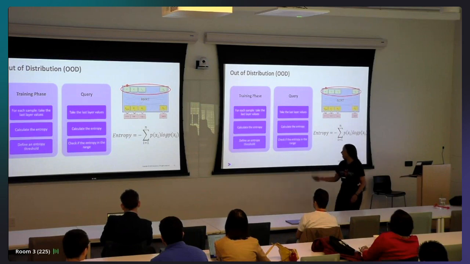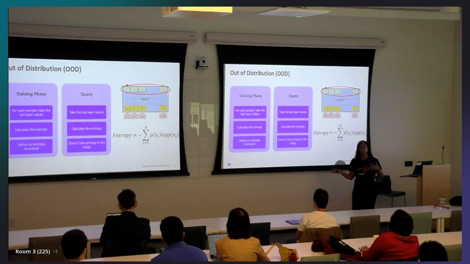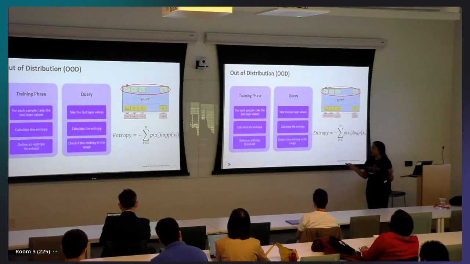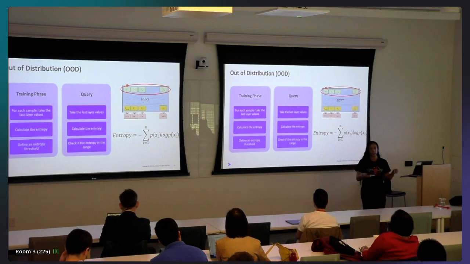And we look at it in two phases. In the training phase, we took all the samples from the training data, and for each sample we take the last layer probabilities. For each one of these probability vectors, we calculate the entropy, and then, having all the entropy values, we define the threshold that tells us if the data is related or not related.